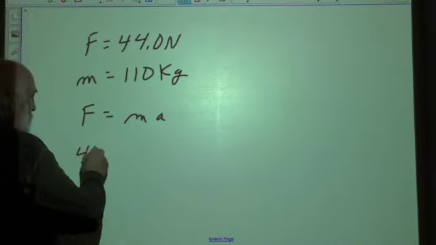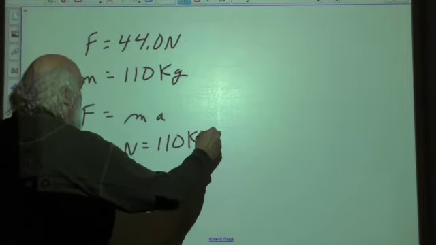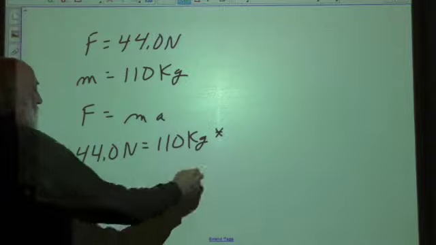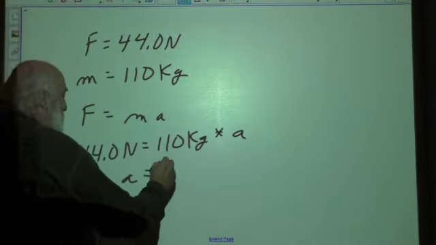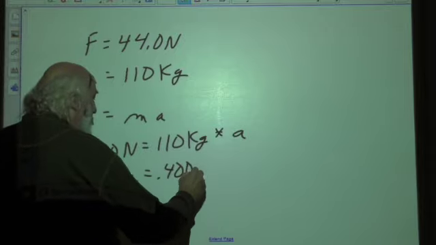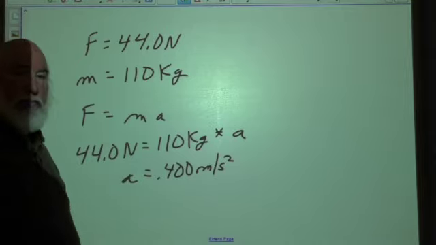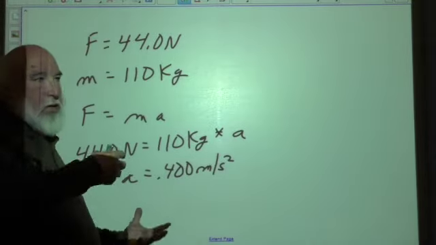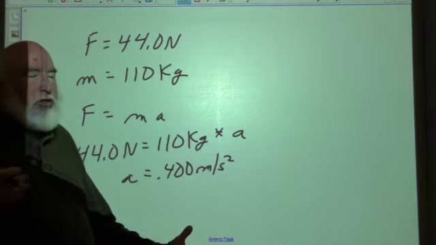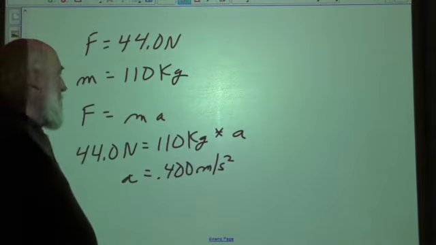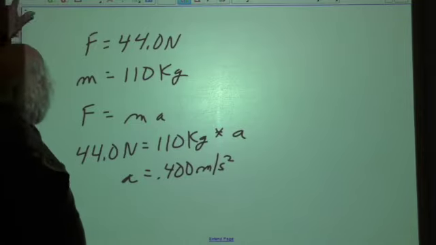So this is going to be 44.0 newtons equals 110 kilograms times the acceleration. So divided by 110, and the acceleration is 0.400 meters per second squared. So opposite, equal. Make sure that the opposite and equal values are the same, differentiated possibly by a negative sign, but the calculation is exactly the same from what we've had before.